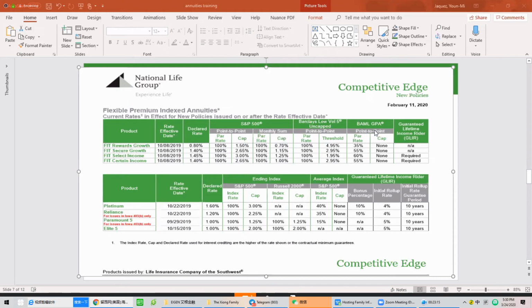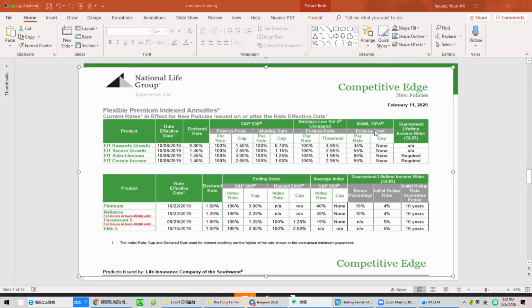Someone is asking, can a client start with a Fit Growth for 5 to 6 years and later change to a Fit Income? That's a very good question. But Marco, remember what I said. All of these products of the Fit series have a 9-year surrender period. So if they were to move it over to a different product within those 9 years, there will be a surrender charge.